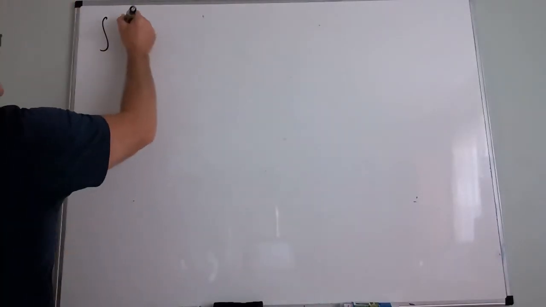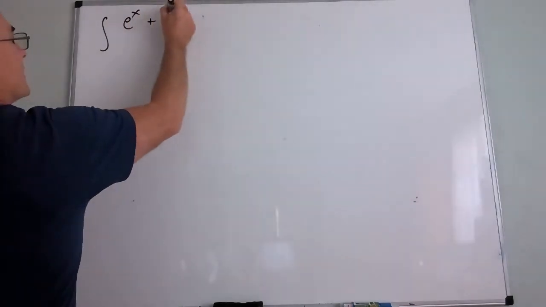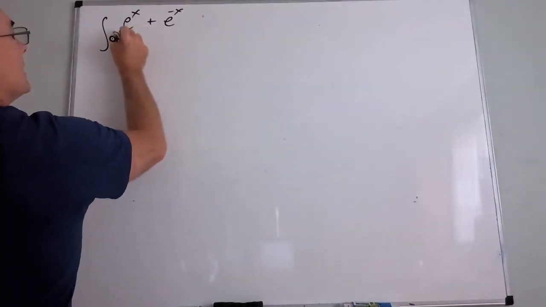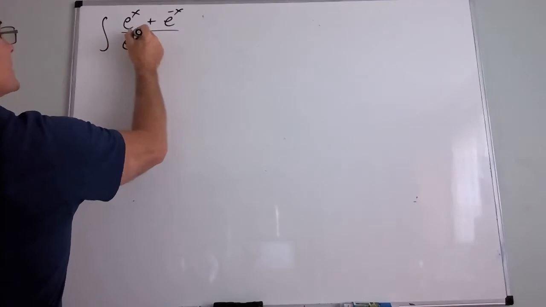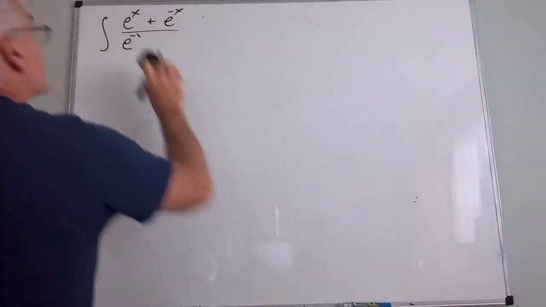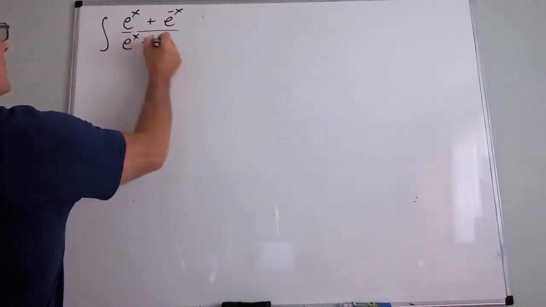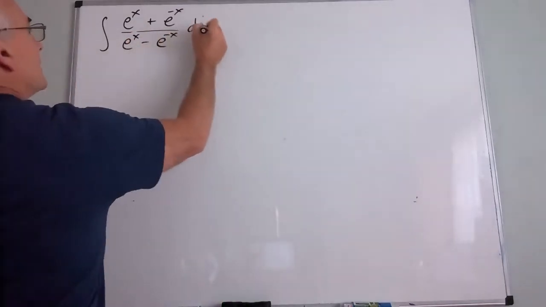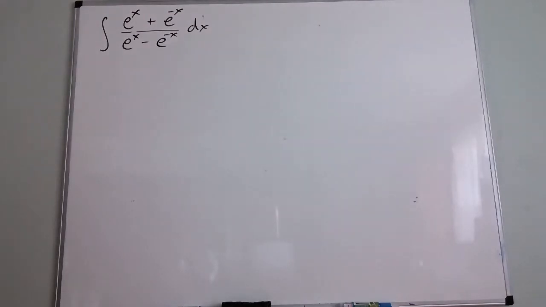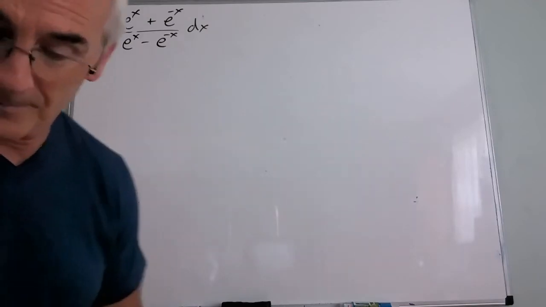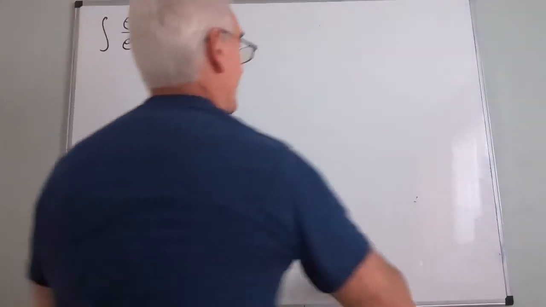All right, I have the integral of e to the x plus e to the negative x over e to the x minus e to the negative x dx. I think it's safe to say that this one just looks terrible.